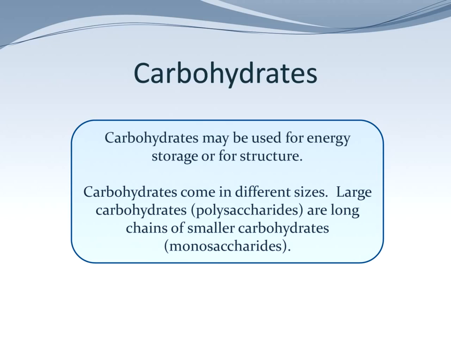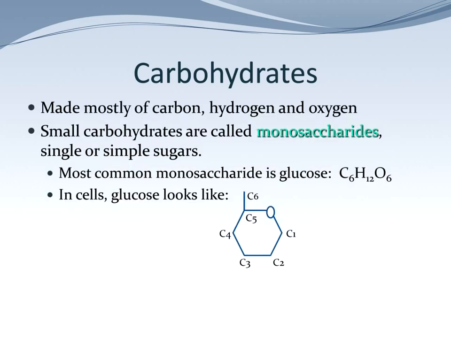Carbohydrates are often used by organisms for energy storage or for cell structure. They come in different sizes. Small carbohydrates are often called monosaccharides. The term monosaccharide basically means single sugar. Long chains of monosaccharides can be formed to build a polysaccharide. Polysaccharide basically means many sugars. All carbohydrates consist mostly of three atoms: carbon, hydrogen, and oxygen.